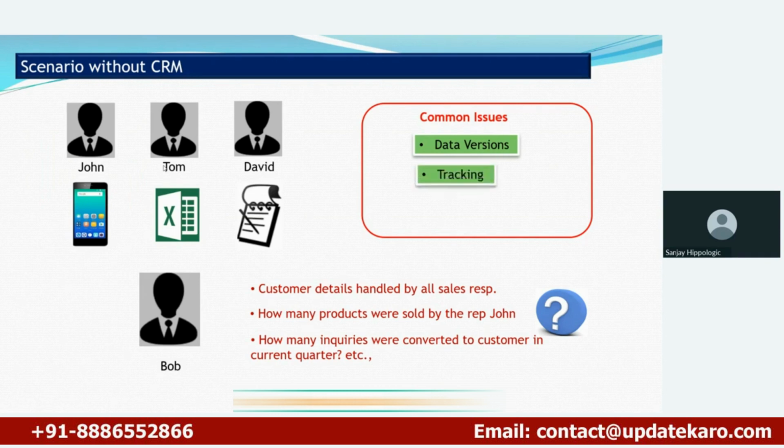Next is tracking. Let's say John lost his mobile phone, and Tom went for a vacation, and David forgot where he has kept his notepad. So in all these scenarios, we would lose the critical information, right? The information about the customers, the information about the sales, which are very important to us. We would lose that information. So tracking is a common issue without the CRM platform.